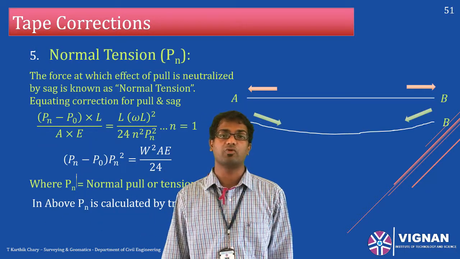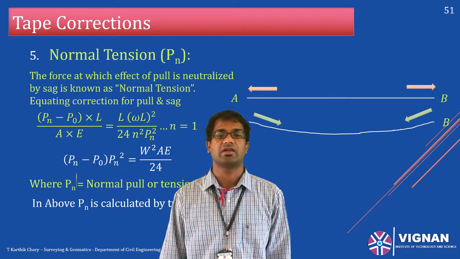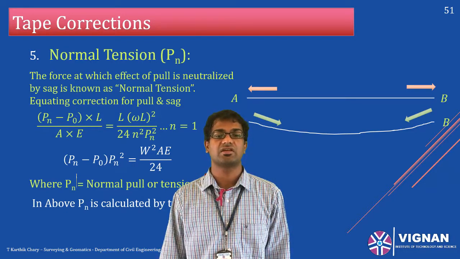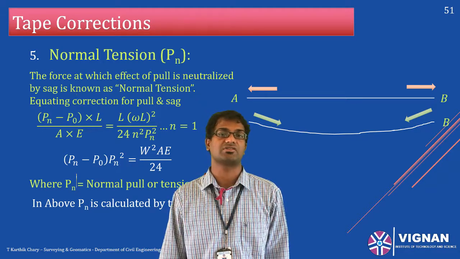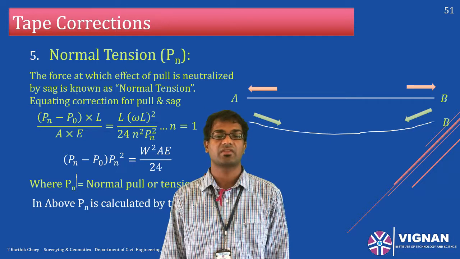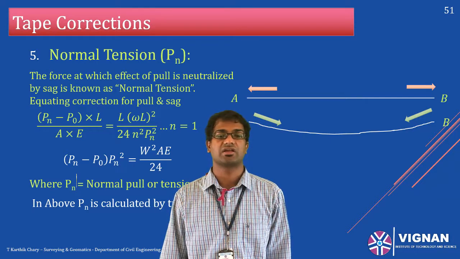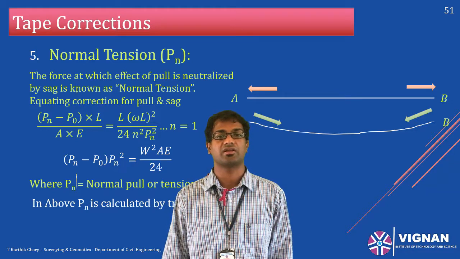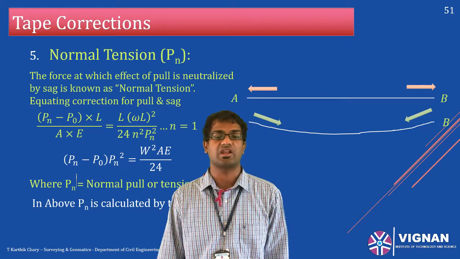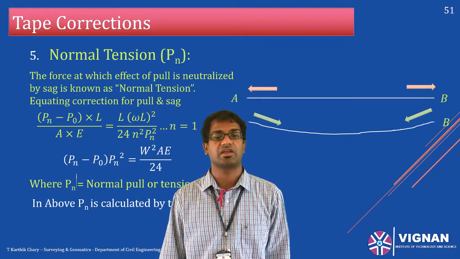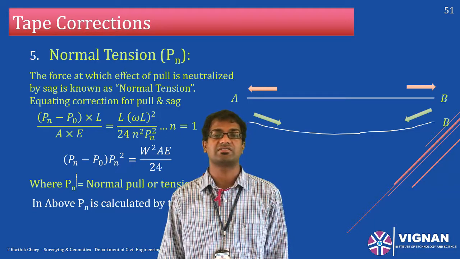Last, we have normal tension. Normal tension is the force at which it is neutralized with sag. We have discussed how it is done and the concept of it in the last class. We should equate the 2 corrections, correction against pull and correction against sag, and we get a final equation, which is a Taylor series process, and we will get the normal tension which is required to neutralize the sag effect.